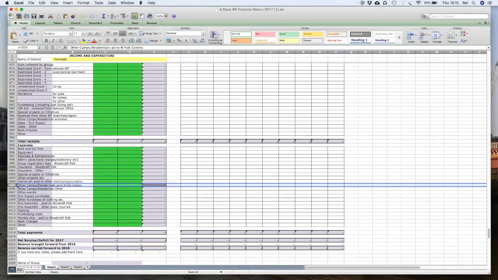Camps and residentials paid to Woodcraft Folk centres. We need that separate from the camps and residentials which you're running separately. It's all complicated because we are one vast organisation which needs to reflect the fact we only want to put in our national accounts our external arrangements, not our internal transfers. So I don't think I've got anything particular to raise on this, so shall we ask for questions again on the expenditure side?